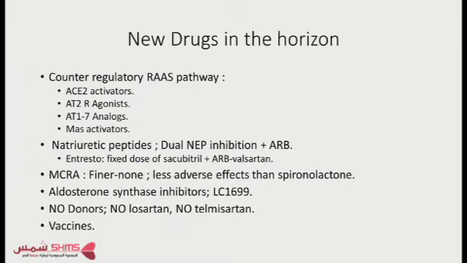Now, we expect new drugs on the horizon, including counter-regulatory agents of the RAS pathway, like ACE2 activators, angiotensin receptor agonists, angiotensin 1-7 analogs, and MAS activators. We have natriuretic peptides, mineralocorticoid receptor antagonists, aldosterone synthase inhibitors, and donors, and vaccines. The vaccines would be important because we could prevent people from getting to the stage of resistant hypertension. But up to now, in most of the trials, the evidence does not prove it yet.